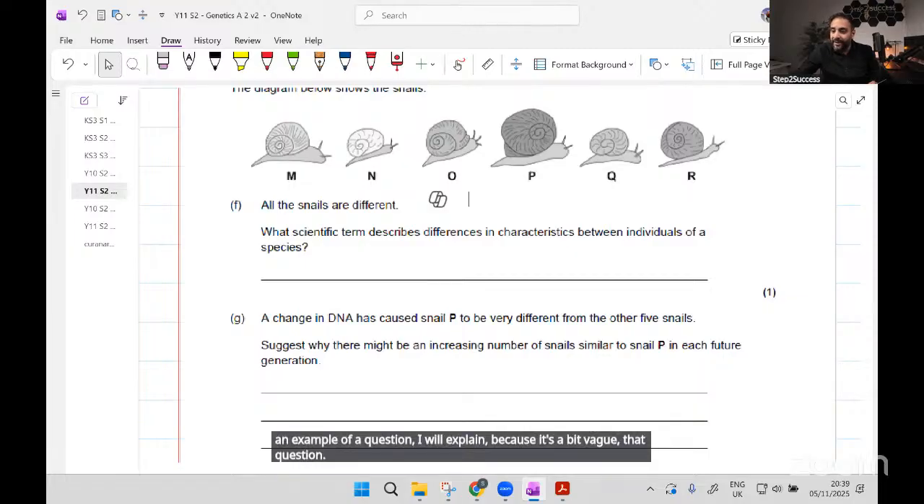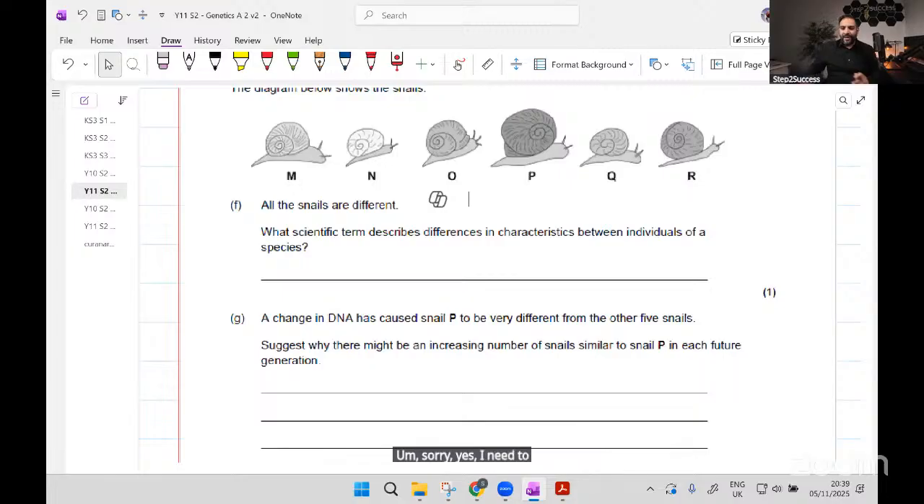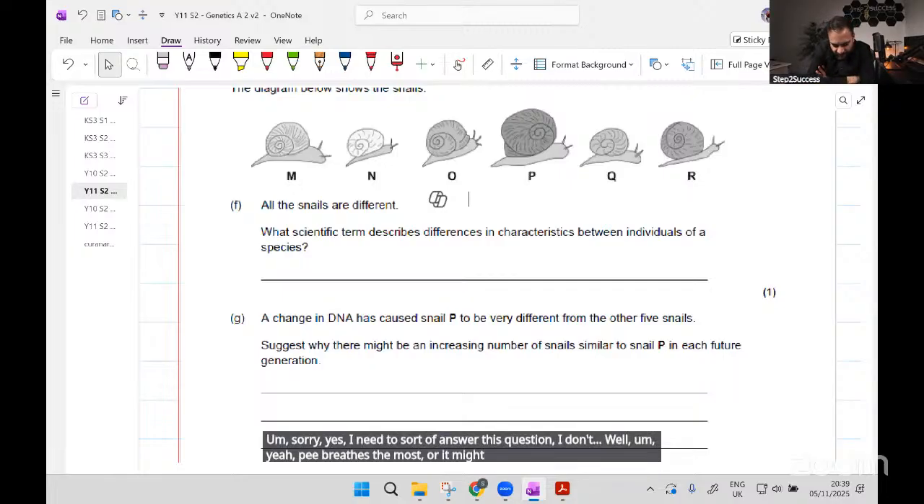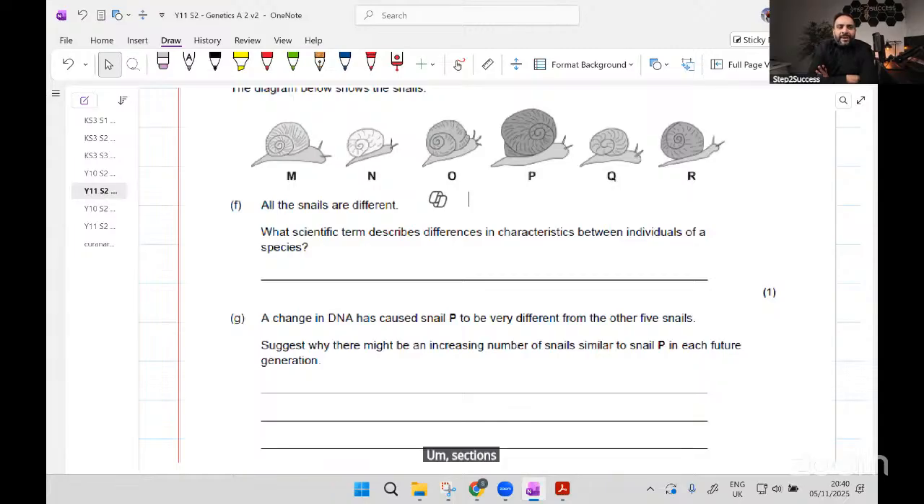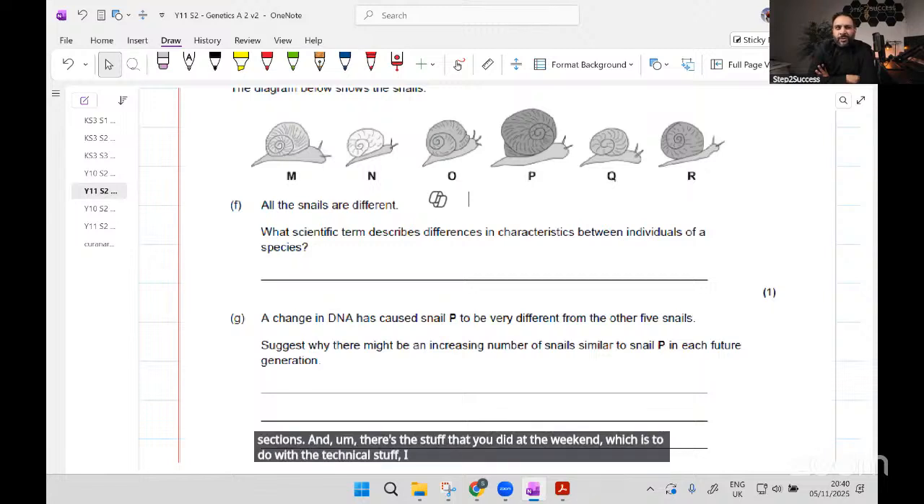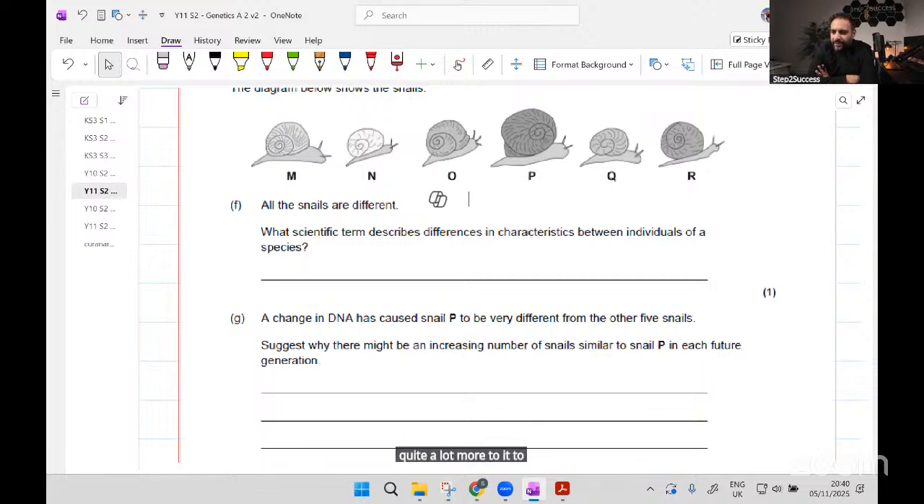Sorry, yes, I need to answer this question now, don't I? Well, yeah, P breeds the most, or it might have a dominant gene. It's not so much the dominant gene. That's for next time we do genetics, because we've split it into two sections. There's the stuff that you did at the weekend, which is to do with the technical stuff, and then there's quite a lot more to do with evolution and so on. This is more of an evolutionary sort of question, and there are two answers here. I think it's quite hard to answer this question.